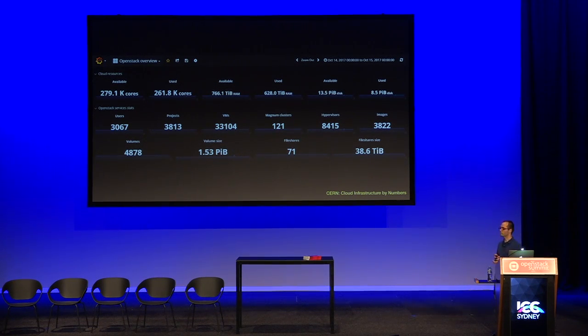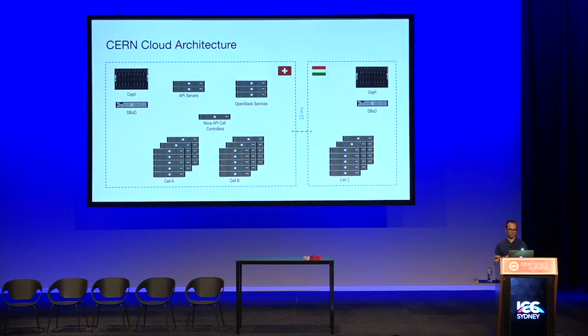And these are a few numbers about our clouds. We have around 280K cores, in 8,500 hosts. So I'd like to show you a brief overview of our architecture. These big boxes represent the 2 data centers that we have. All the OpenStack control plane is in Geneva. Also, we have a Ceph instance, plus some DB on-demand servers.